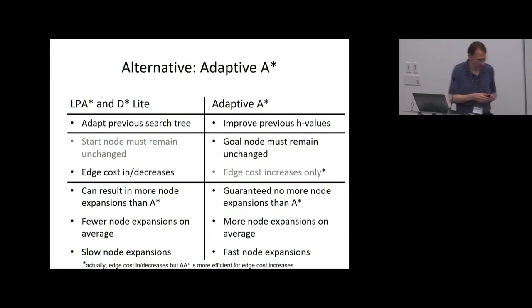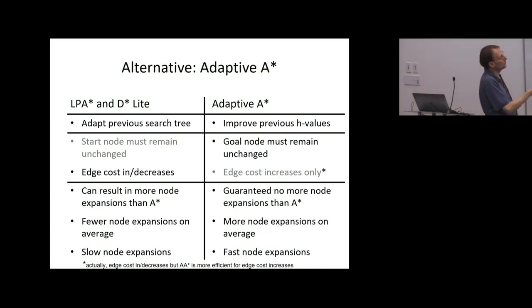And one of the interesting things is if you compare these two things, right? The first technique, like the D-star and D-star Lite, and the second technique, Adaptive A-star, have very complementary properties. So according to what I told you, here the start node needed to remain unchanged because it maintains start distances. Here the goal node needs to remain unchanged because heuristics are with respect to the goal.